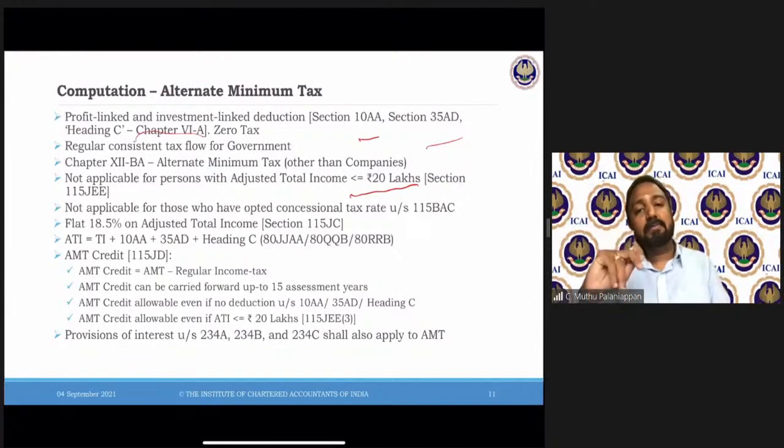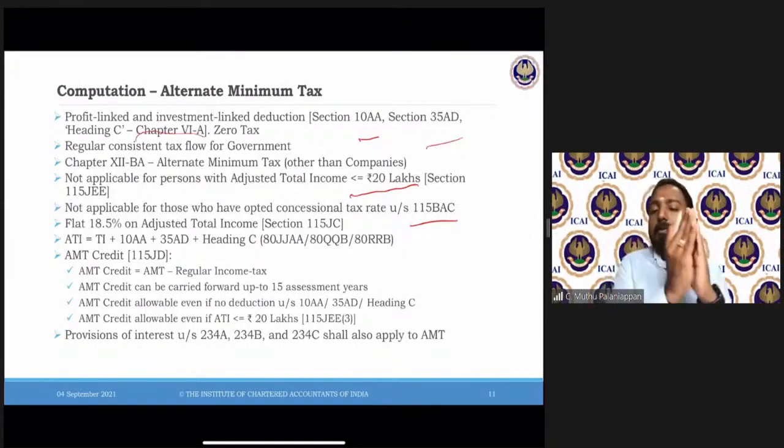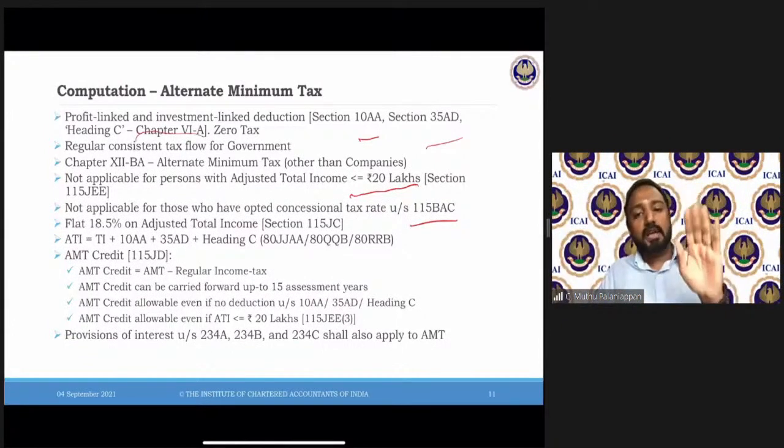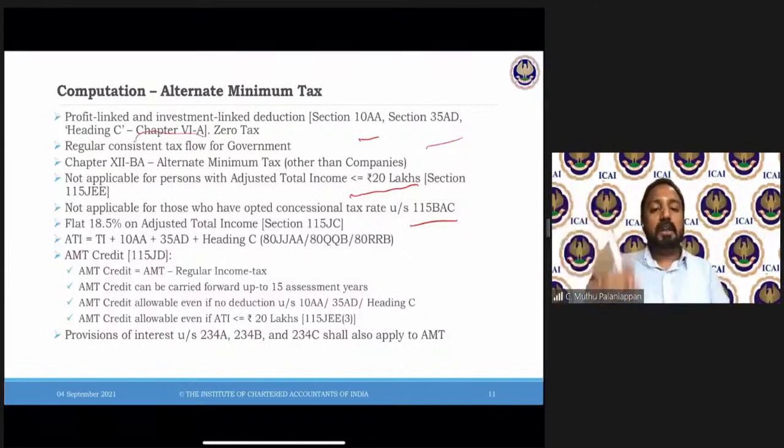So basically, this alternate minimum tax is not applicable for persons under 115BAC. Those who have chosen 115BAC specifically cannot claim this alternate minimum tax concept, so they need not compute it. And what is this alternate minimum tax? We said even if you have zero tax, you need to pay some tax. So that tax will be 18.5%. Under your regular provision you'll have zero tax, but under your alternate minimum tax, you'll have 18.5%. How, why, and all, we'll discuss below.